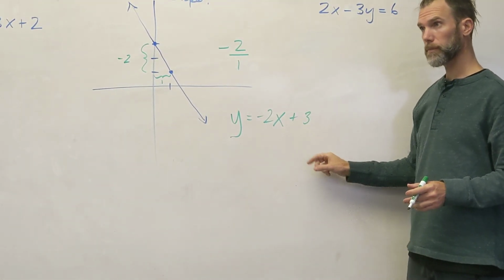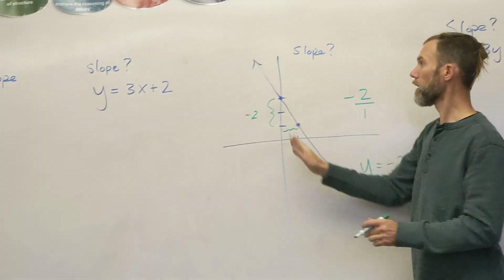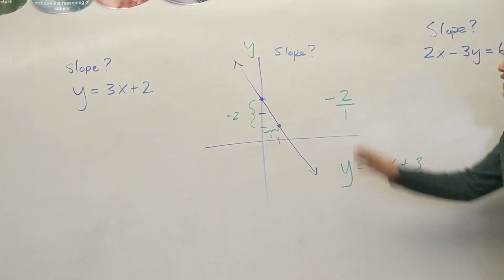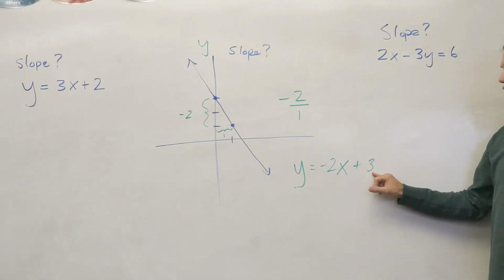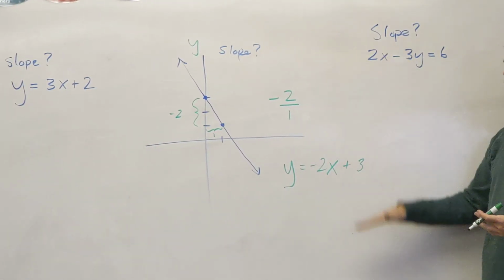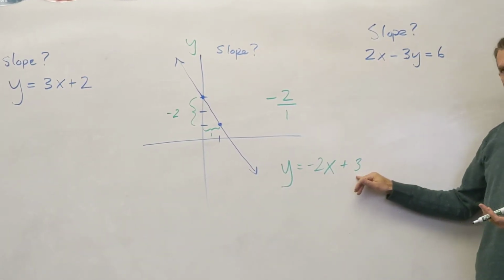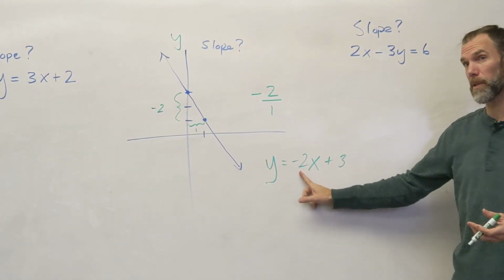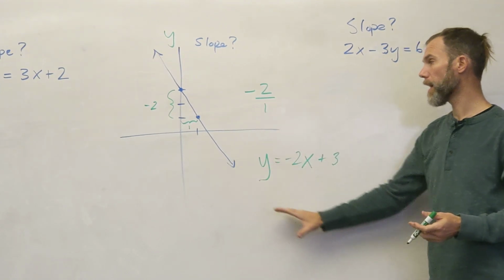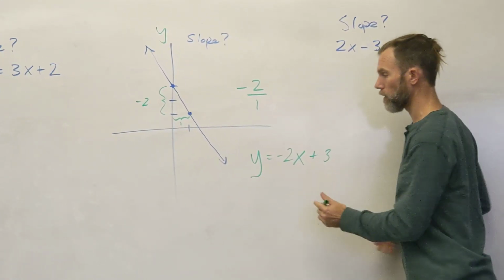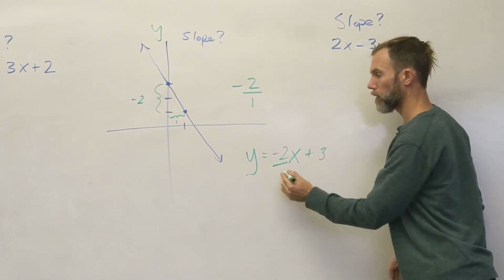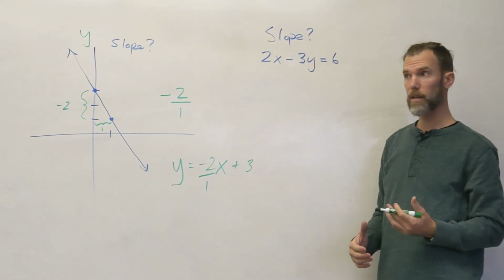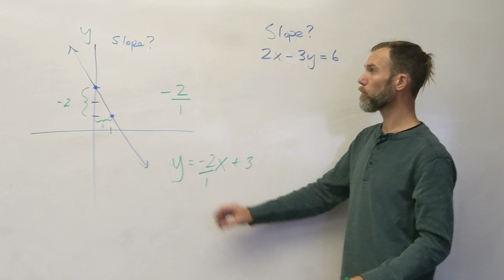The 3 is for what? Where it crosses the y-axis. This is the y-axis, right? So wherever it crosses that, basically it shifts the line up or down, and this one shifted it up 3. So this gives us location, and this tells us how steep it is. So if I'm drawing this line and I don't have a graph, I'm going to start at 3, and I'm going to go down 2 and then over 1 to get another point. So that's how slope works in this problem.